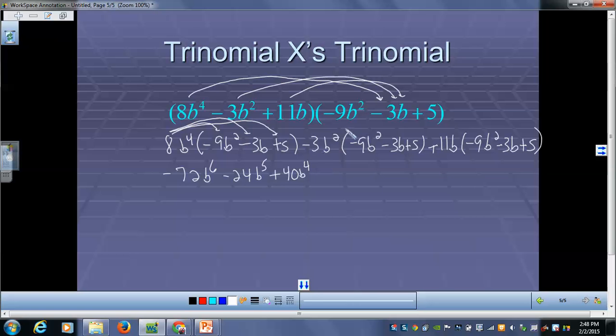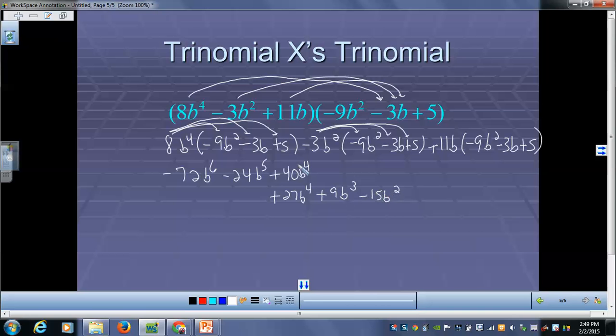So notice when I do my first distribution here, I'm going to get plus 27b to the fourth. So what I want to do is put that under the other b to the fourth right here. So plus 27b to the fourth like this. Now notice when I do my next distribution, I'm going to get a positive 9b to the third. There are no other b to the third terms, so I'm going to just write that here. So positive 9b to the third, excuse me. And then when I do my final distribution here, I'm going to get negative 15b squared. No other square terms, so I'm just going to write that out here.